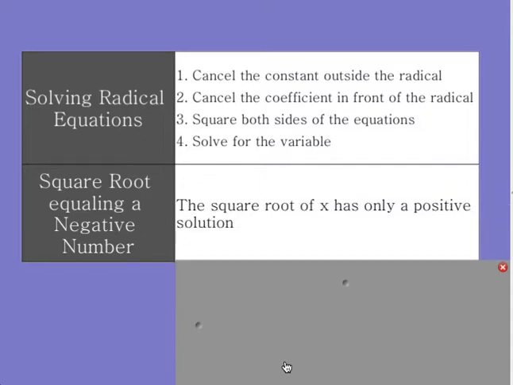Now, the square root of x has only one positive solution, and so if it's set equal to a negative number, that means that there is no solution. So we want to make sure that everything we have it set equal to is positive.